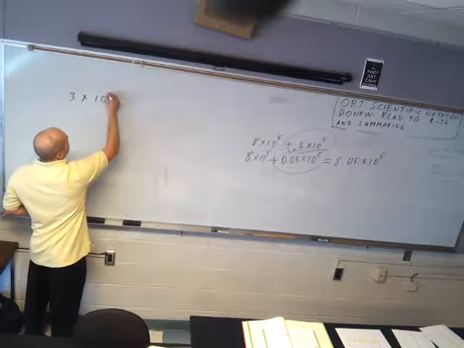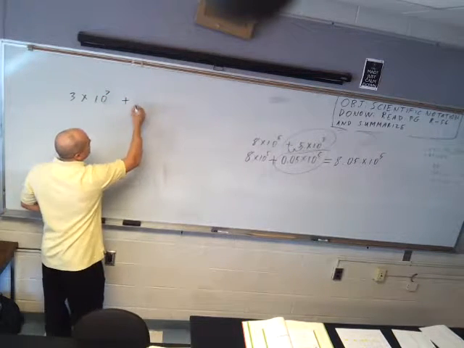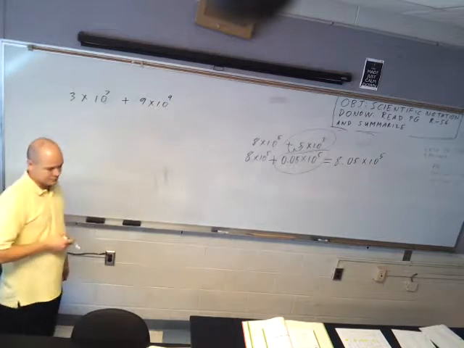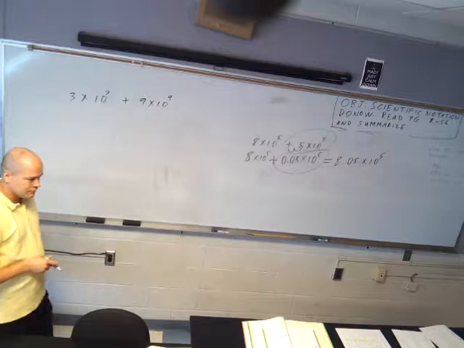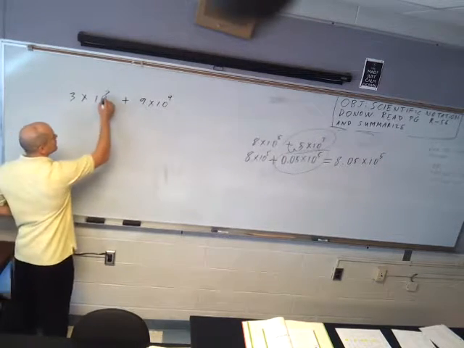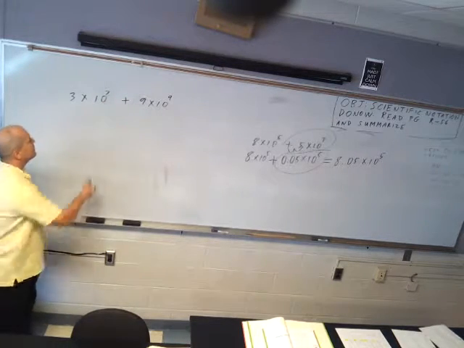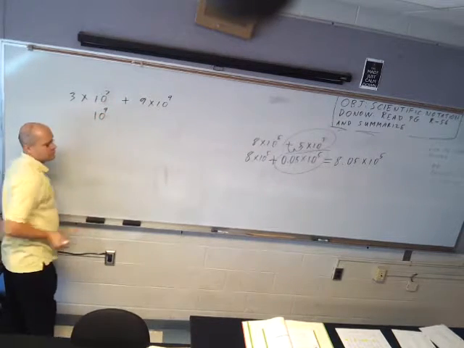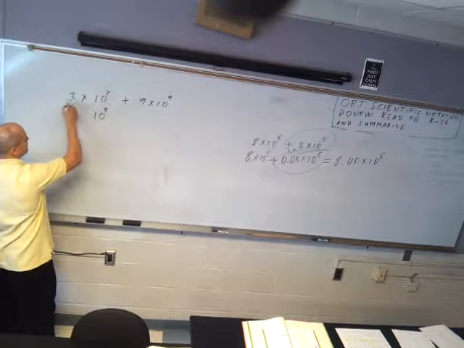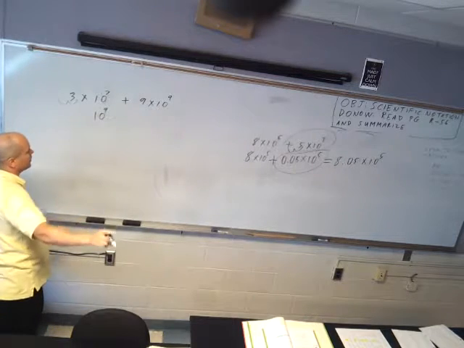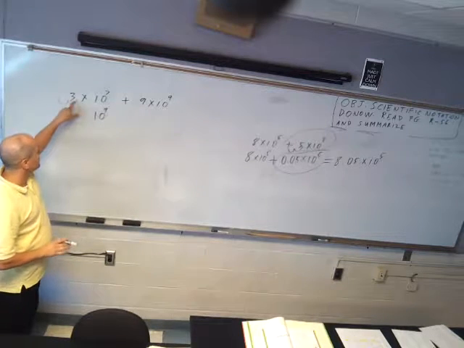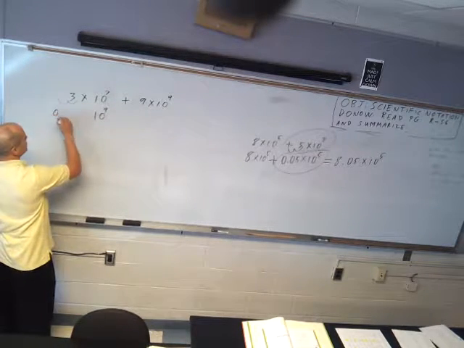Let's do 3 times 10 to the 7 plus 9 times 10 to the 9. So which one's smaller first off? The 10 to the 7. All right, this one here, so that's the one we have to change. We have to make this 10 to the 9. I'm making this a 9, so I have to move the decimal 2 times here. 0.03.